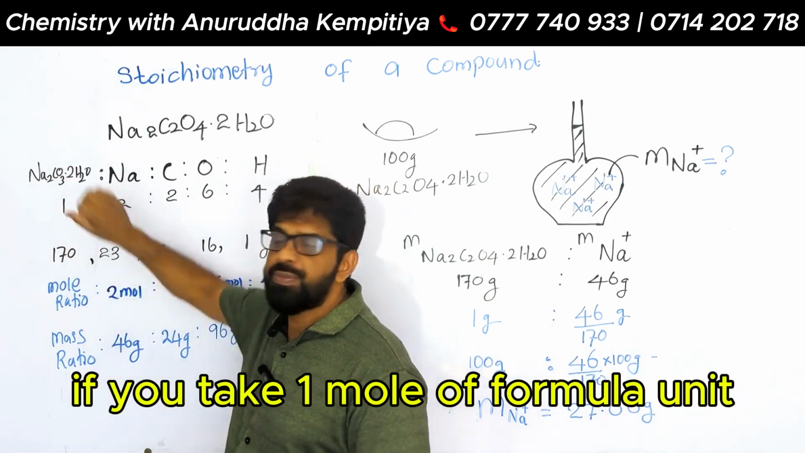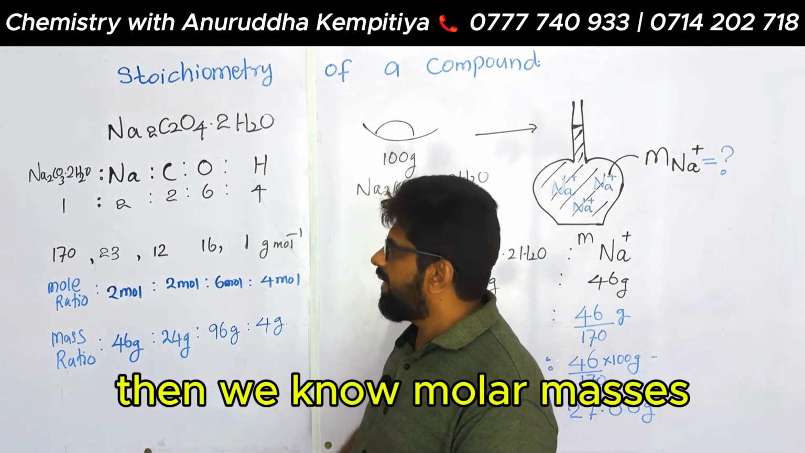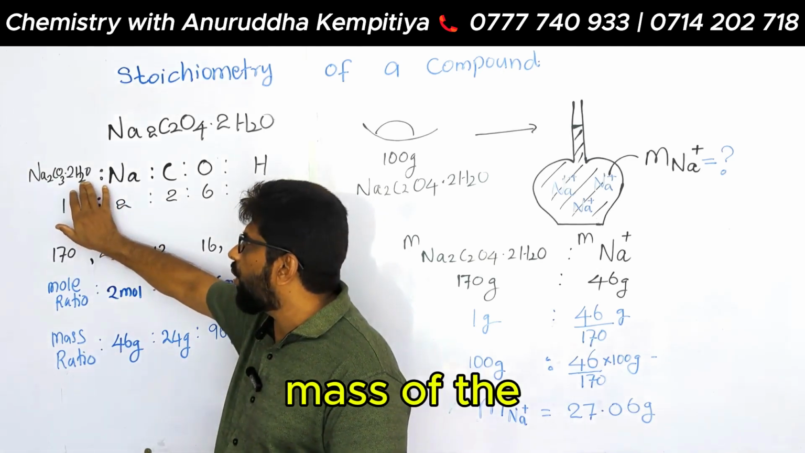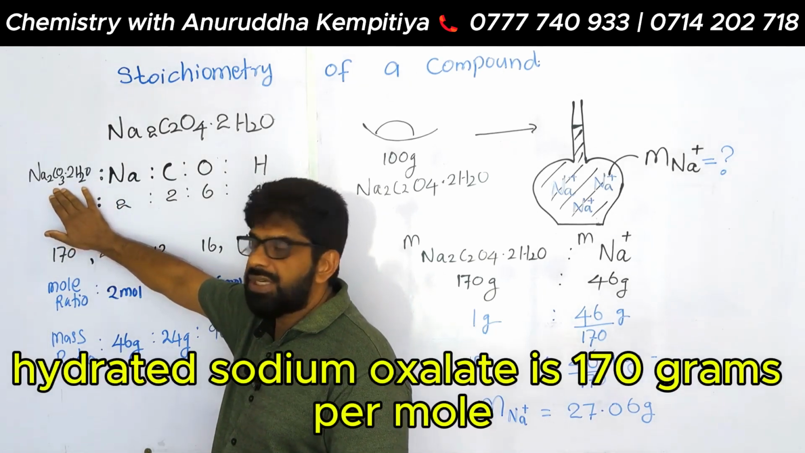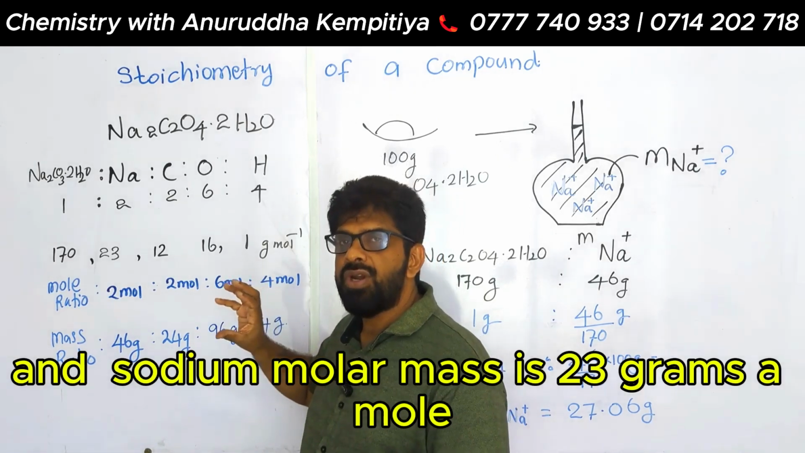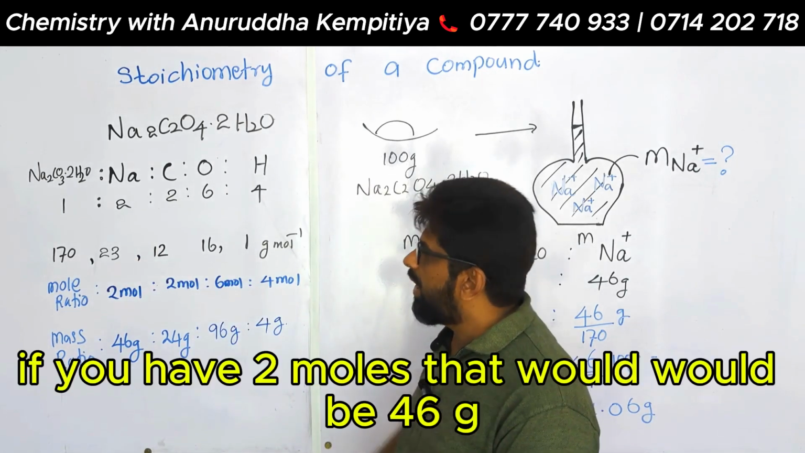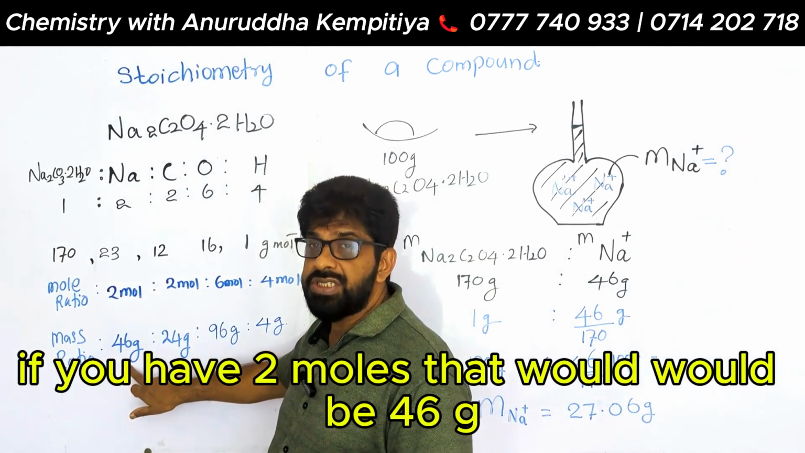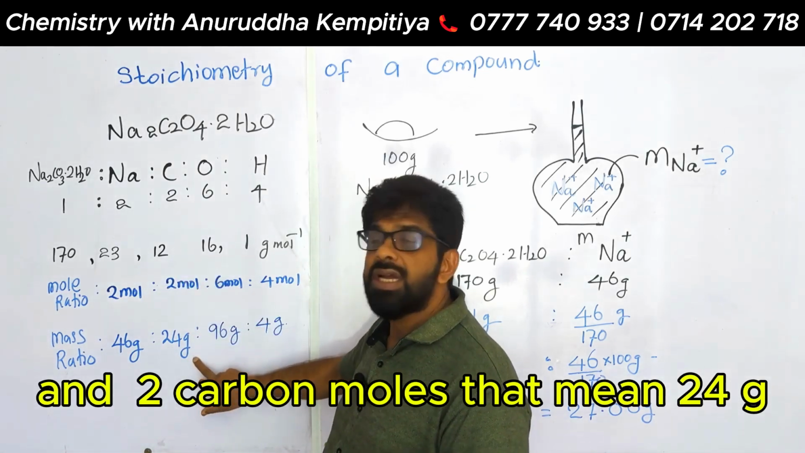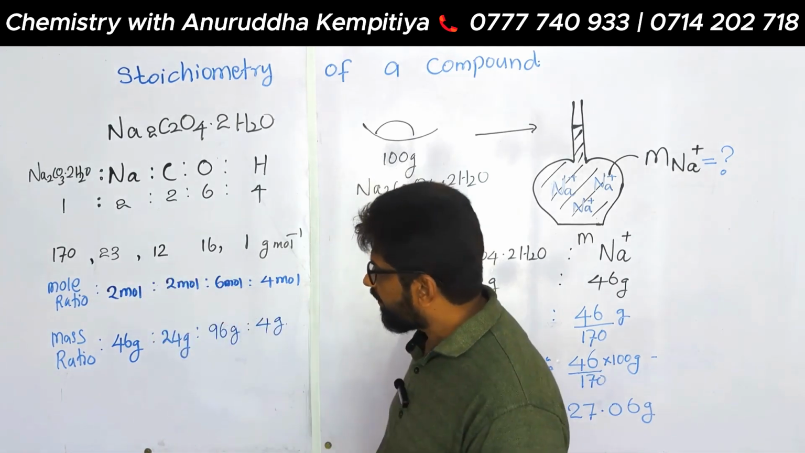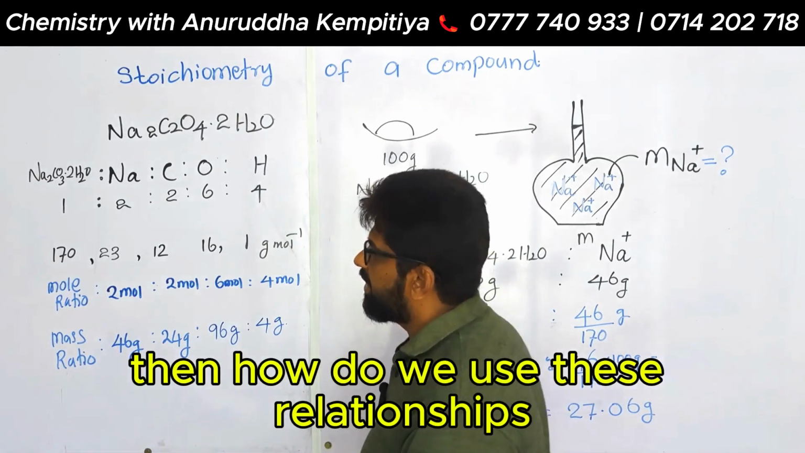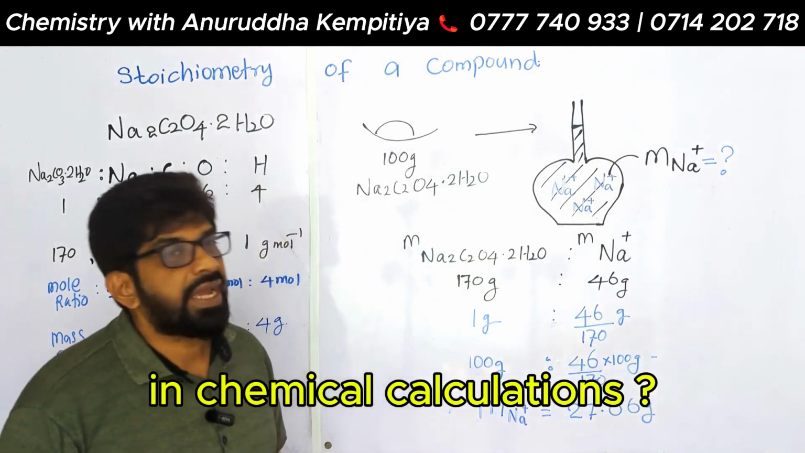If you take 1 mole of formula unit, then we know the molar masses. We can get them from the periodic table. The molar mass of the hydrated sodium oxalate is 170 grams per mole, and sodium molar mass is 23 grams per mole. So if we had 2 moles, that would be 46 grams, and 2 moles of carbon, that means 24 grams. So these are the mole ratios and mass ratios, right? Then how do we use these quantitative relationships in chemical calculations?